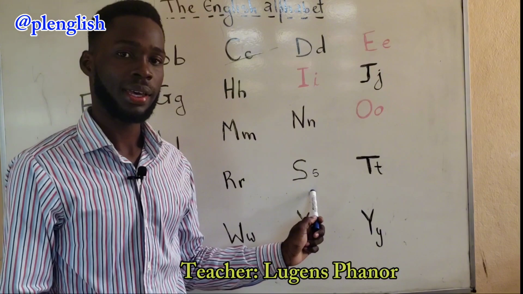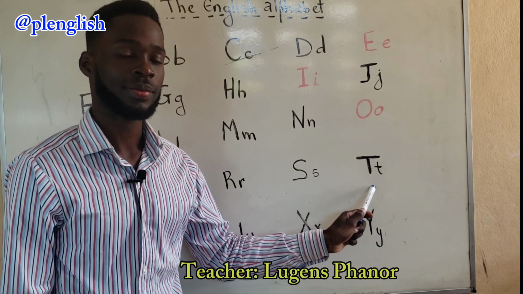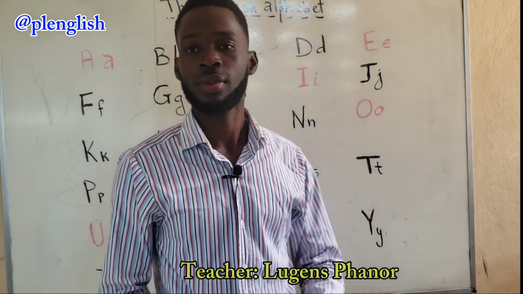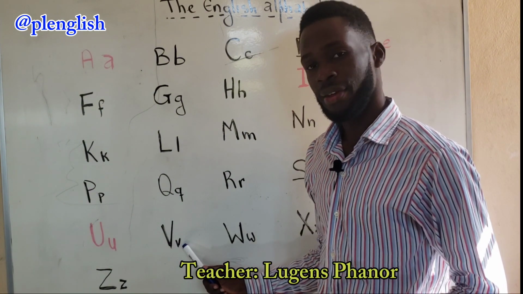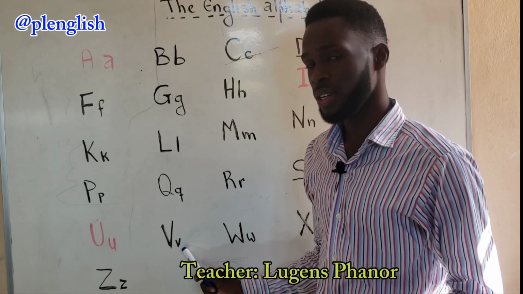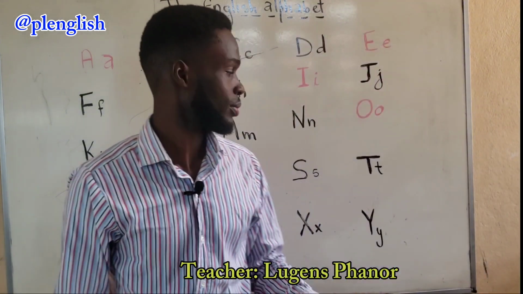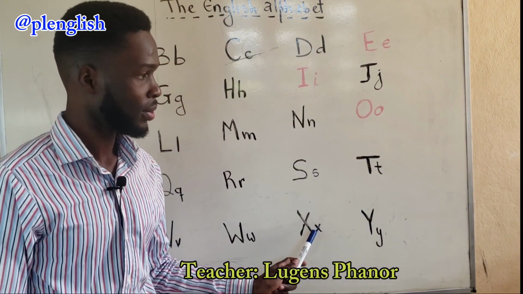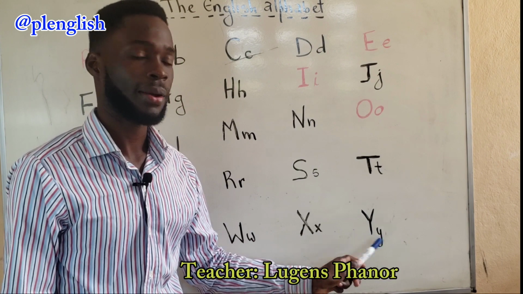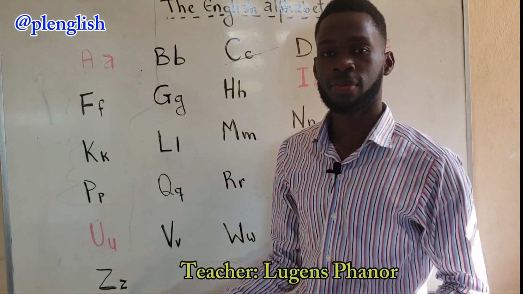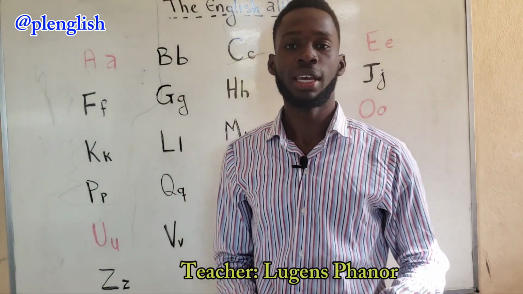S, T, U, V, W, X, Y, Z. These are the 26 letters of the English alphabet.